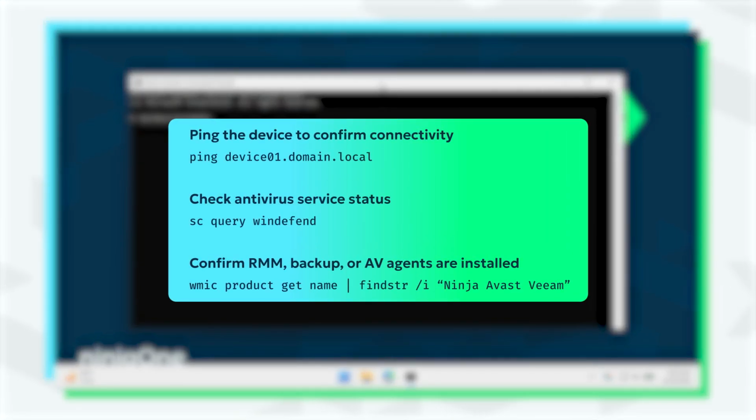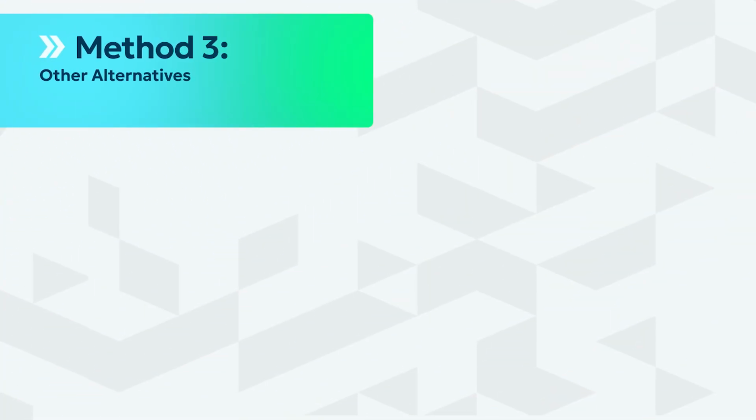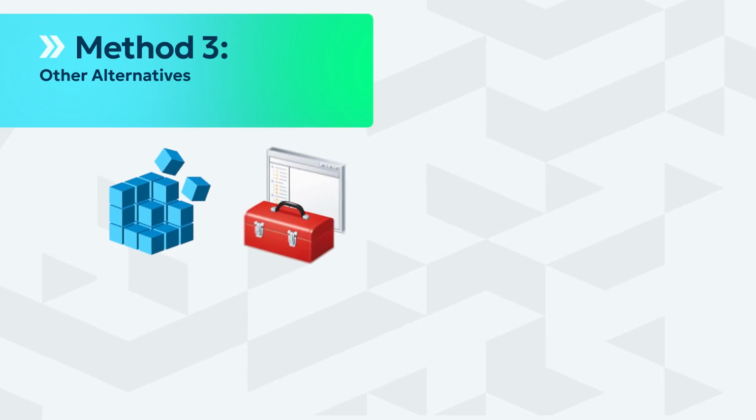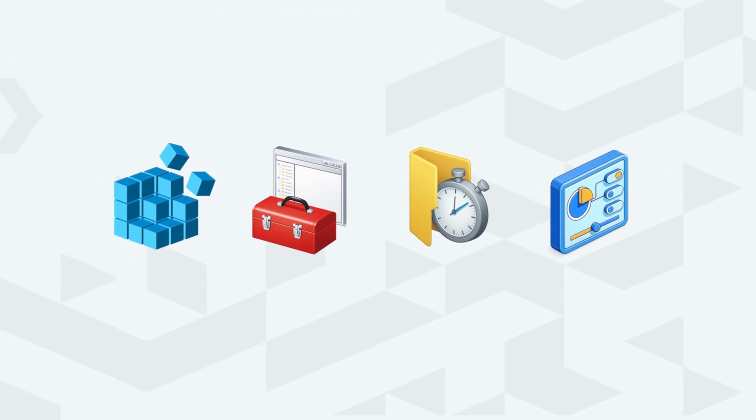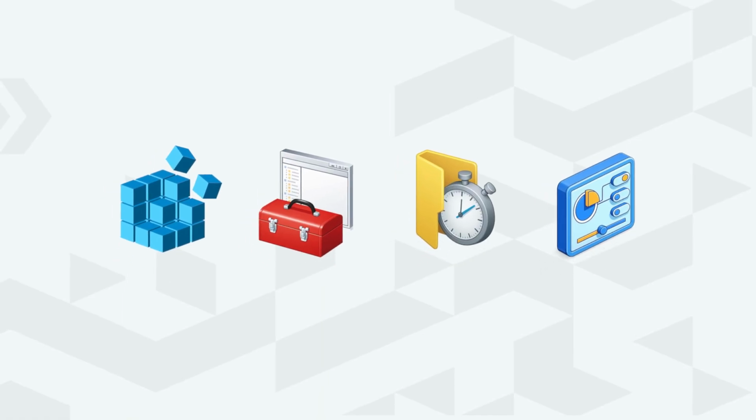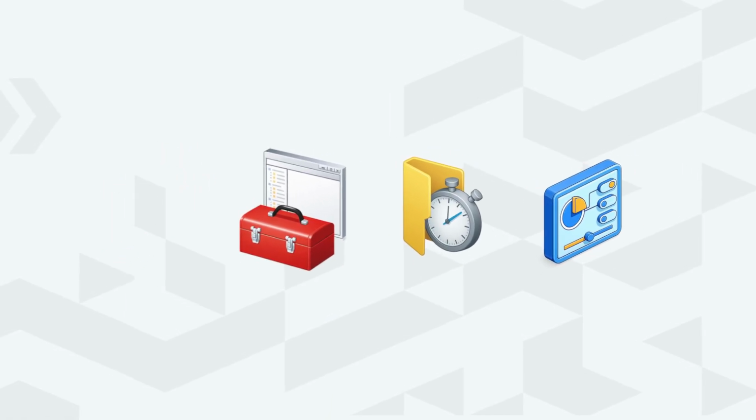Missing agents combined with extended inactivity often indicate an orphaned or unmanaged endpoint. To avoid any issues, validate these endpoints before removal. Alternatively, you can use the registry, group policy, scheduled tasks, or your existing management platforms to audit endpoints. You can read more about each method in our official blog post.